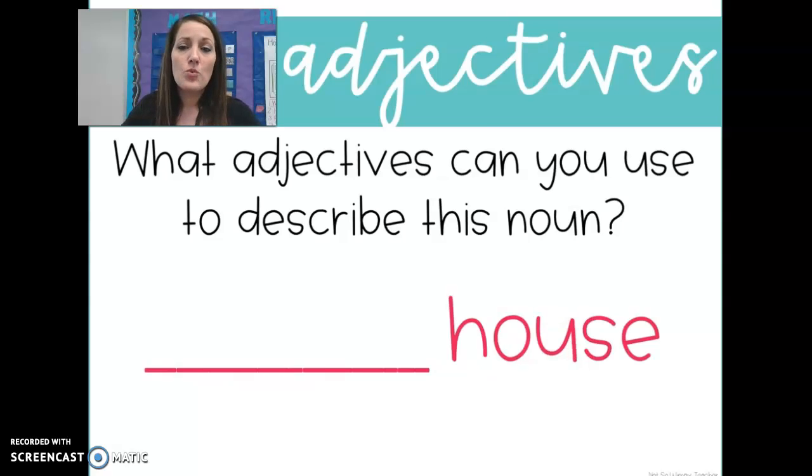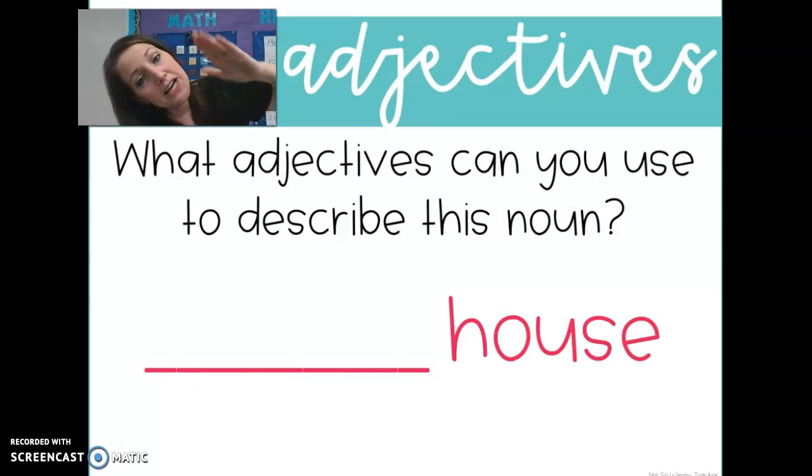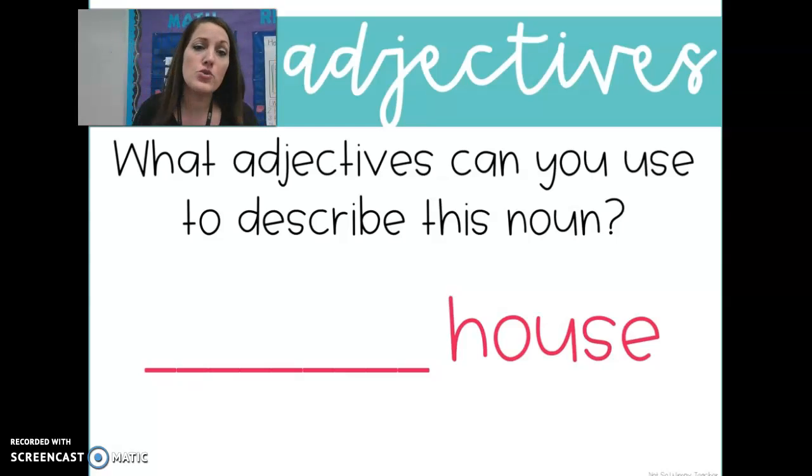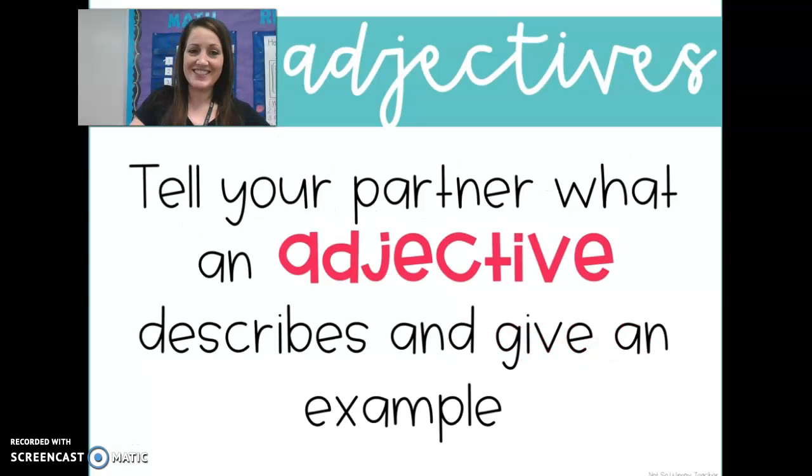All right. What adjective can you use to describe the noun house? Big house, little house. Purple house. What is a purple house? I had to go straight to purple because that's my favorite color. What else would describe a house? Lopsided house, maybe it's like it got hit in a tornado. Or haunted house. Ooh, that's a good one.